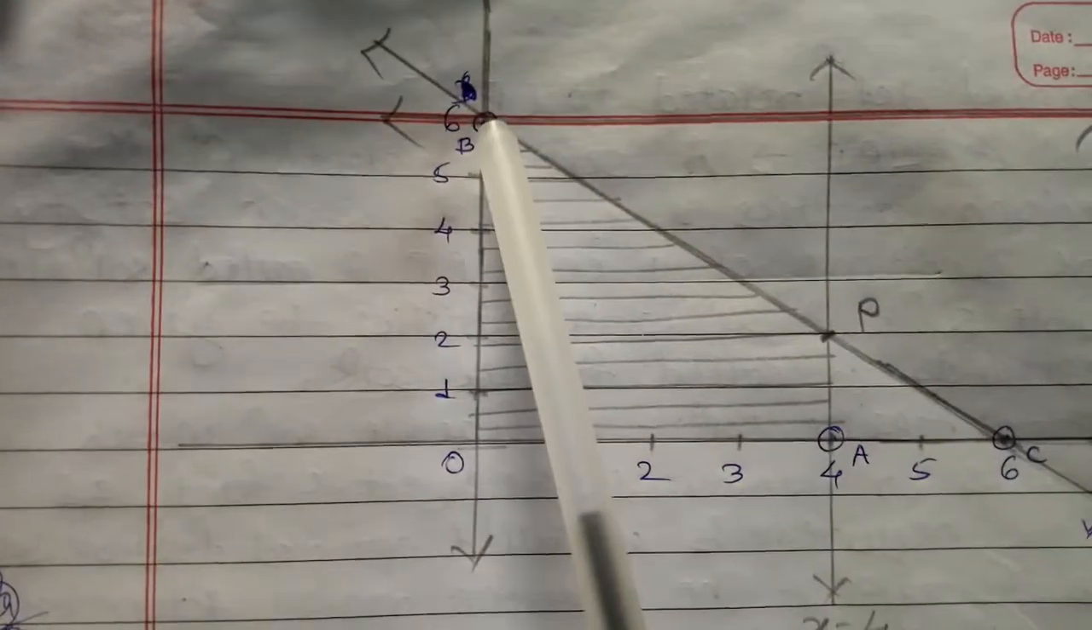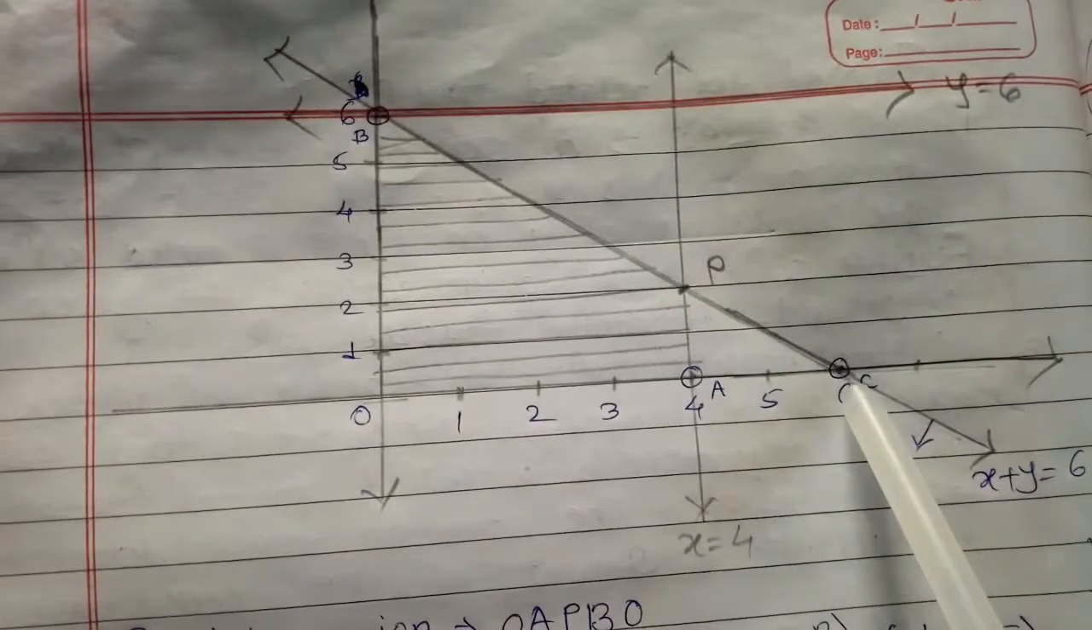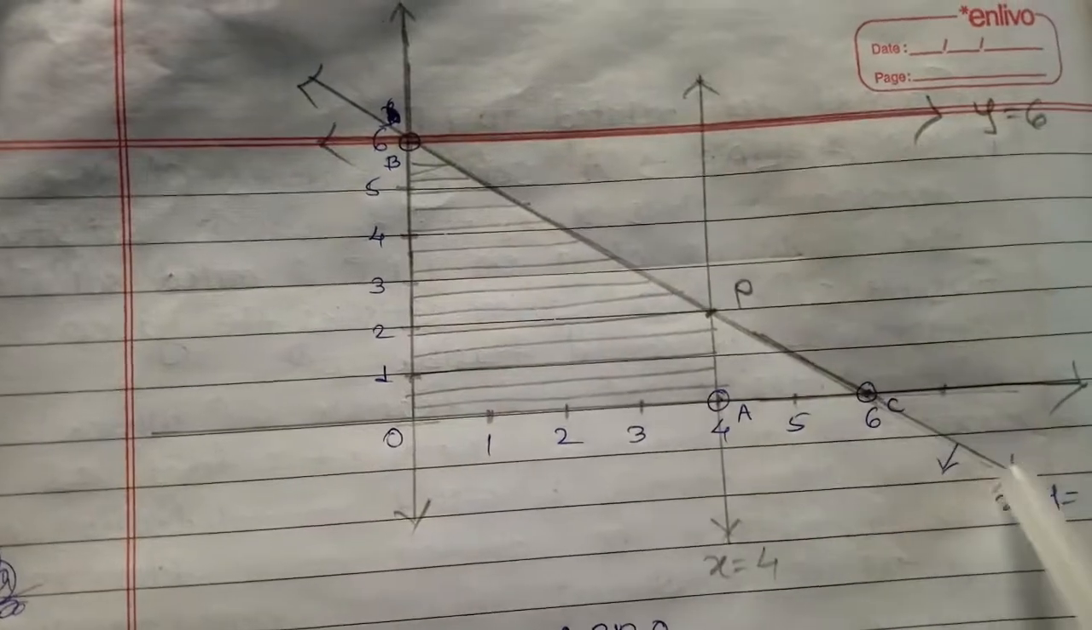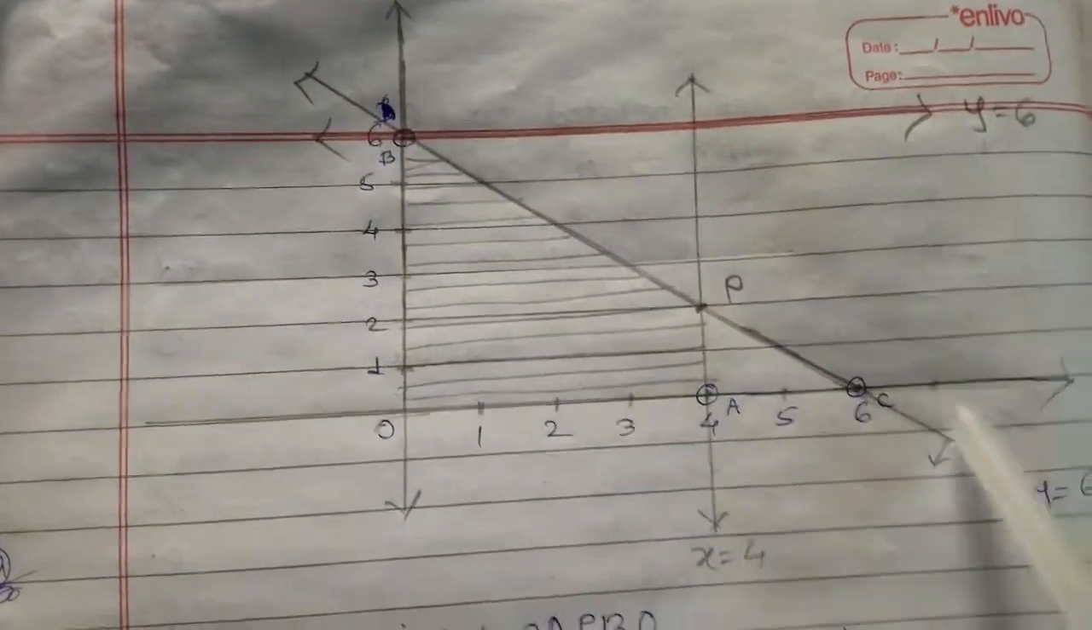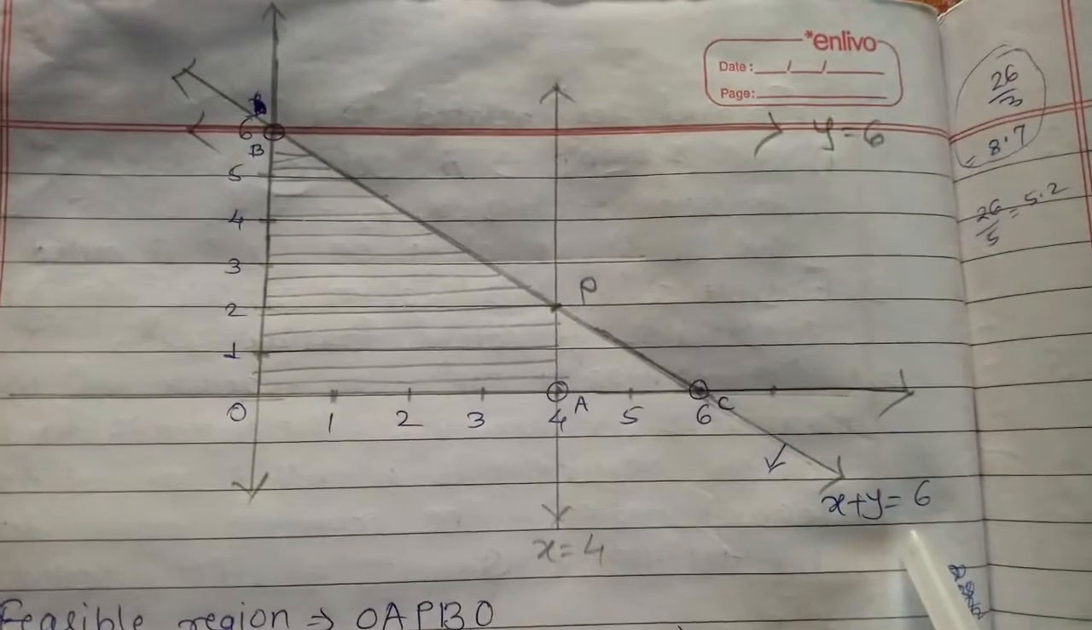So here you see 6 0 and the second one is 0 6. So here we join these two points, that is C and, sorry, C and B. So the BC line is here, and this is the line of the equation x plus y is equals to 6.